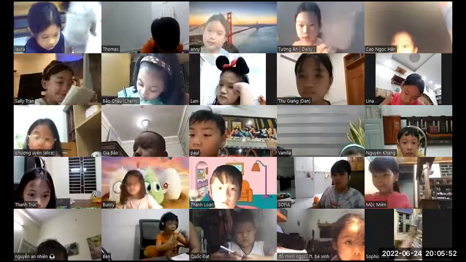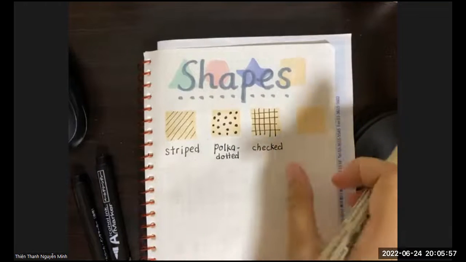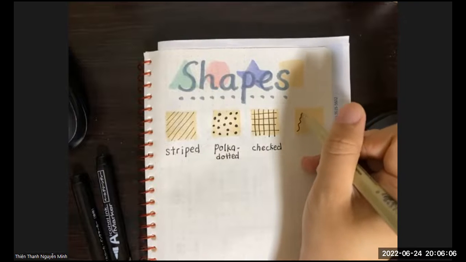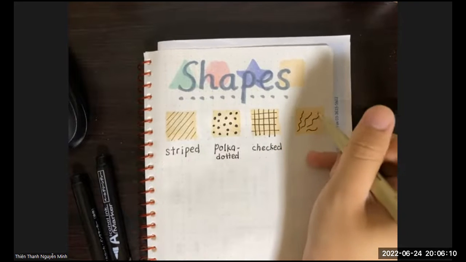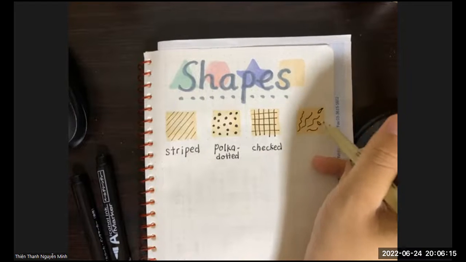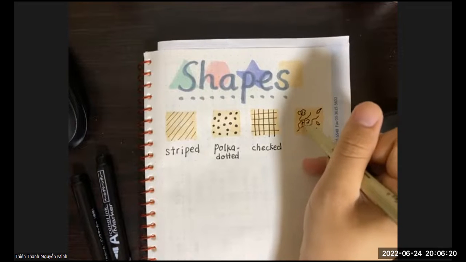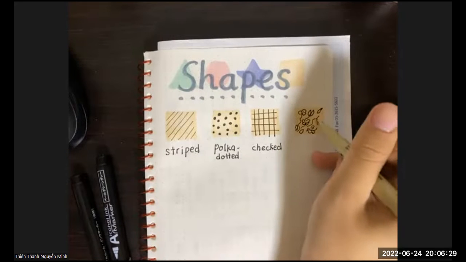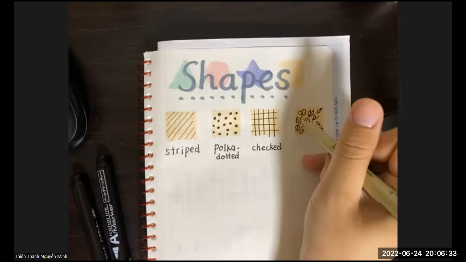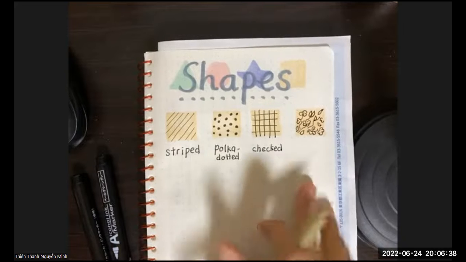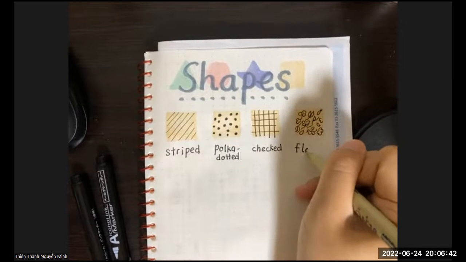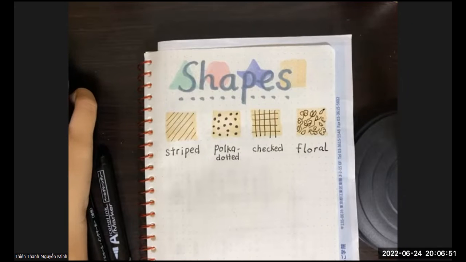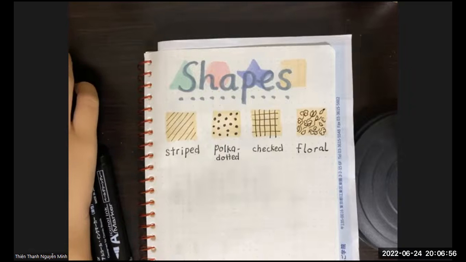Great. And the last one, do you remember what the last one is? It's floral. Yeah, floral. I will draw some curves first. 1, 2, 3, 4. Yeah, some leaves. And some flowers inside. Yeah, great. Make it small. Leaves and flowers inside. Okay, great. So we have floral now. This is F, L, O, R, A, L. Who's bingo now?